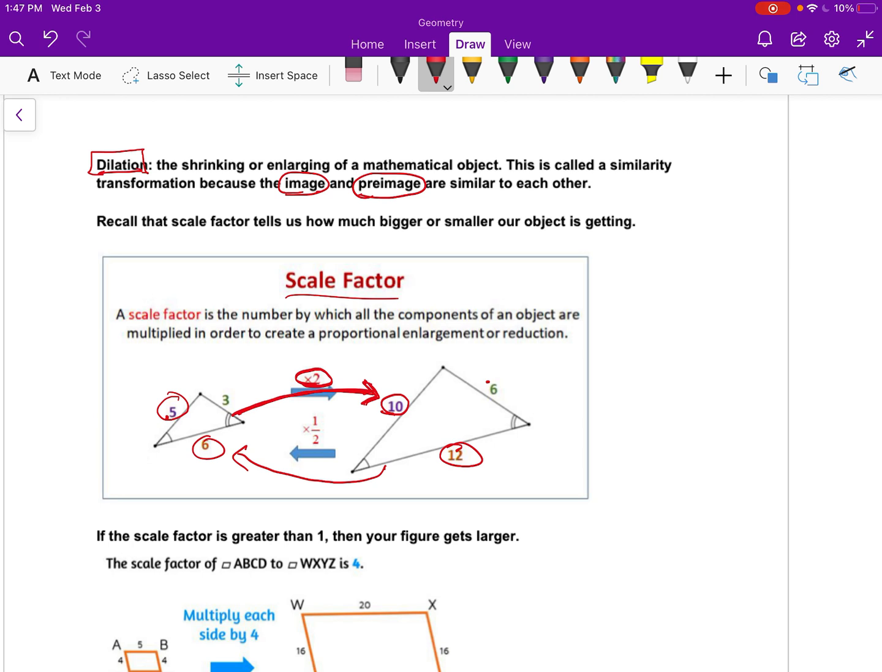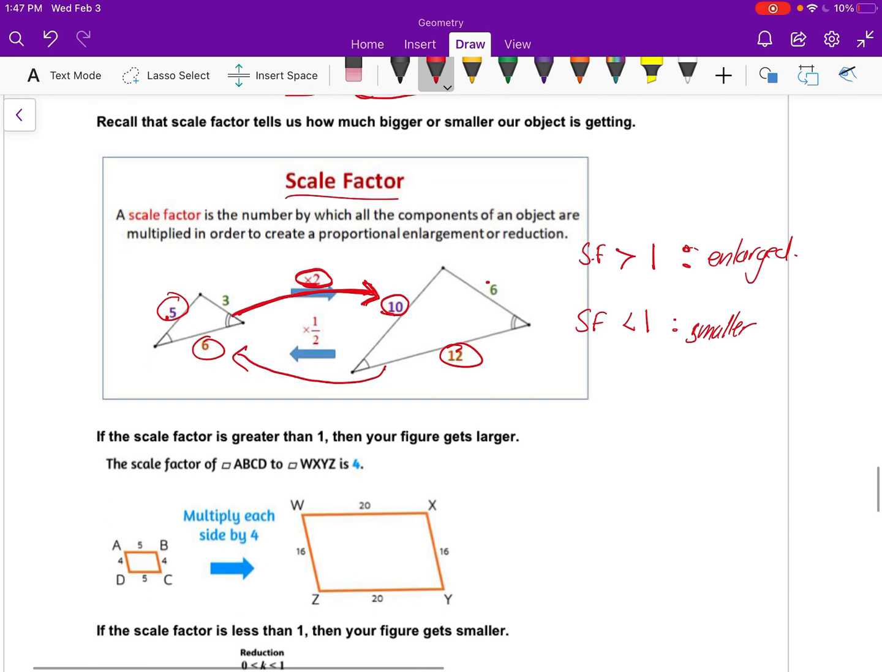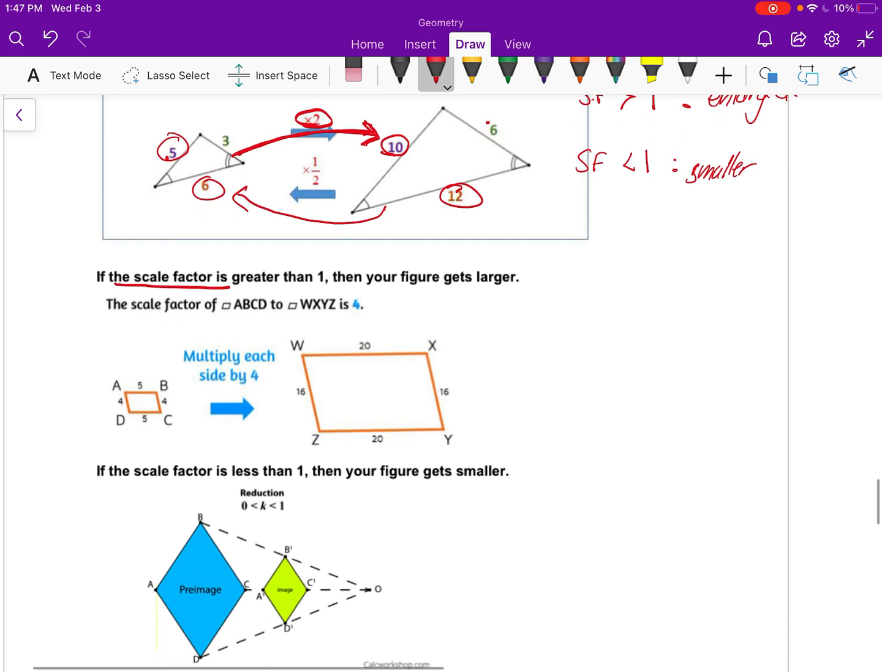Notice here, if your scale factor, I'll put SF for scale factor, is greater than 1, you are going to get enlarged. You're getting bigger if your scale factor is greater than 1. If your scale factor is less than 1, you're going to be getting smaller. It's a reduction. However, it's all still the same. It's all similar. You're just getting bigger or smaller. And I wrote that down in words here. If your scale factor is greater than 1, then you get larger.